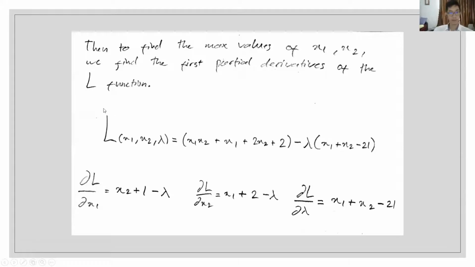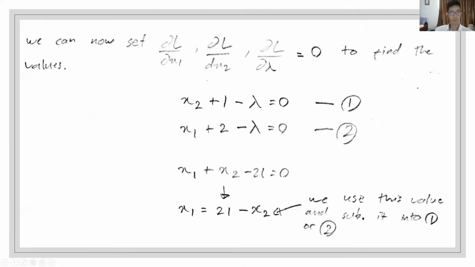Now that we have the L function, we can find the first partial derivatives in order to find the max values of x1 and x2, as well as lambda, but we're not looking for the lambda. So we can see down here, the first derivative with respect to x1 is x2 + 1 minus lambda, and for x2 it's x1 + 2 minus lambda, and then the first derivative with respect to lambda is x1 + x2 minus 21.